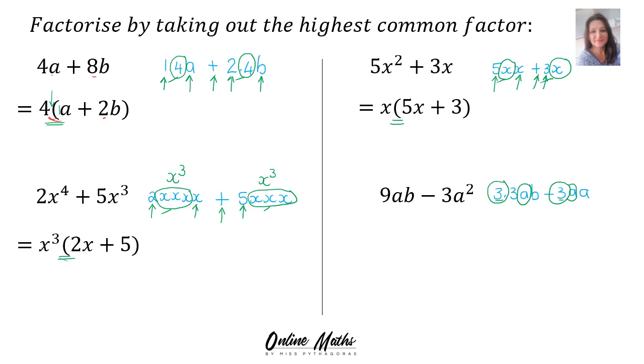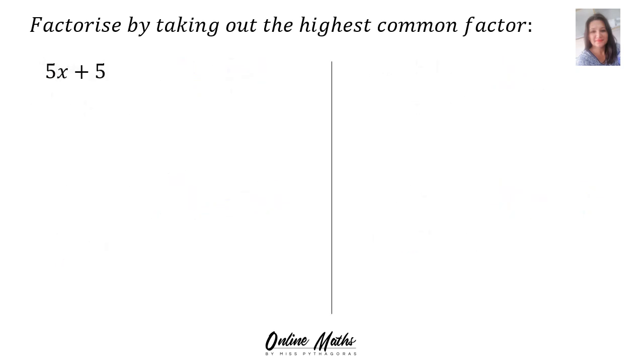And there's a b and a a, so that's not a common factor. So your common factor is 3a. And then what's left inside a bracket with no sign there is this 3 and the b and minus the a. The question is still factorized by taking out the highest common factor.